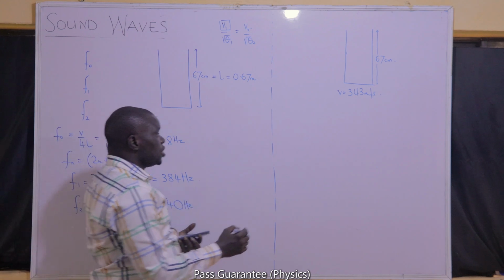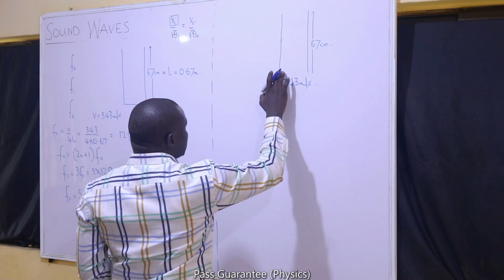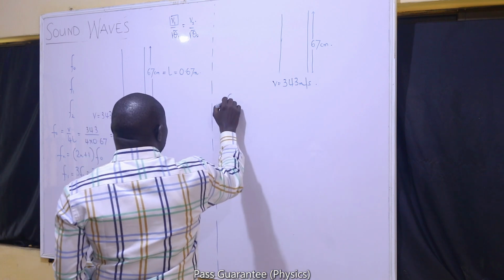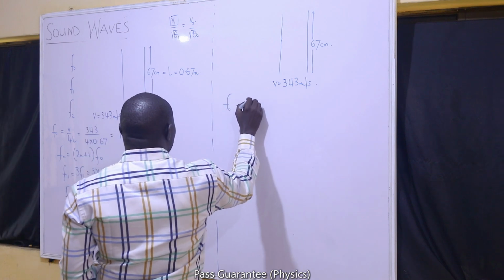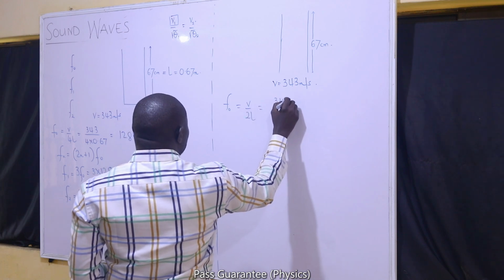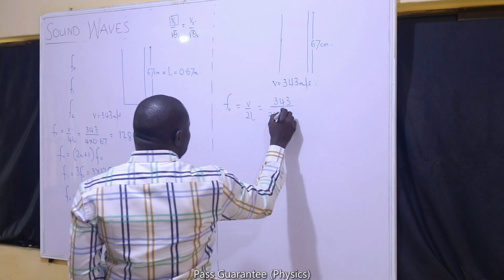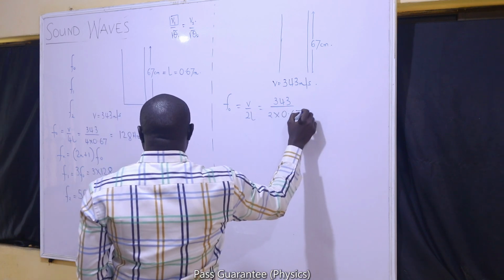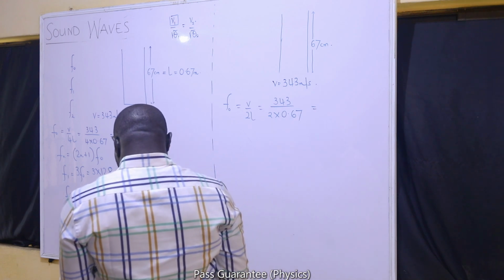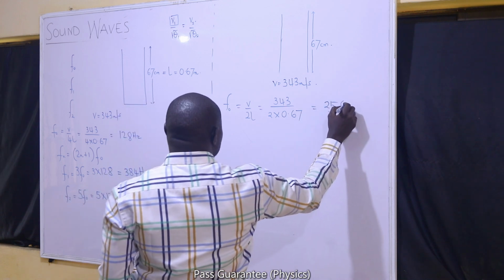I will do the same thing for the open pipe. Sorry, this is the open pipe. This is the closed pipe. Now, F0 for the open pipe is V all over 2L. That means V 343 divided by 2 times L. 2 times L is 0.67. If you do that, you are going to have 128 times 2. This will give you 256 Hertz.